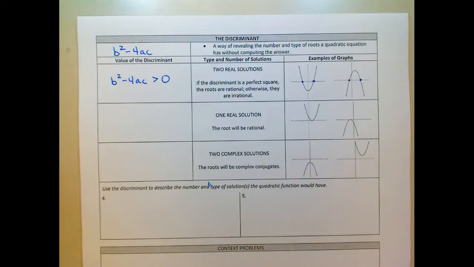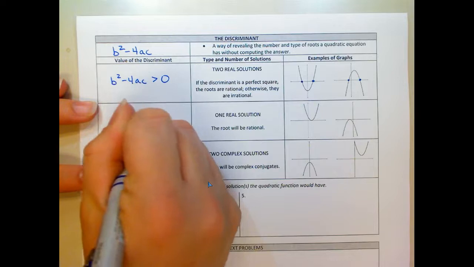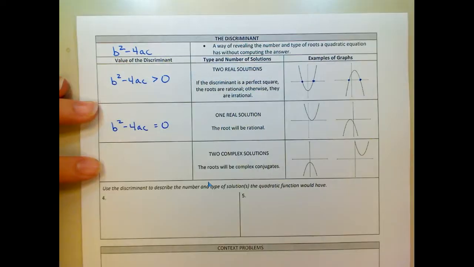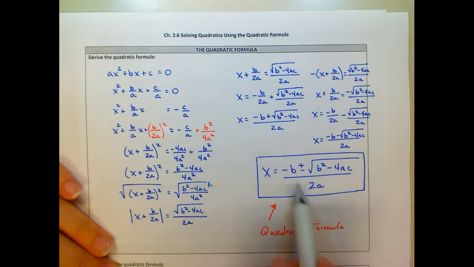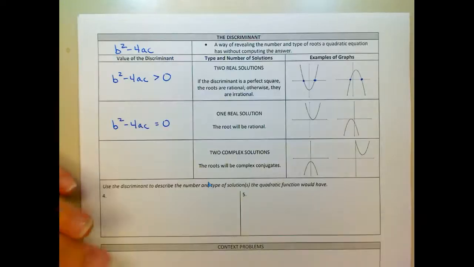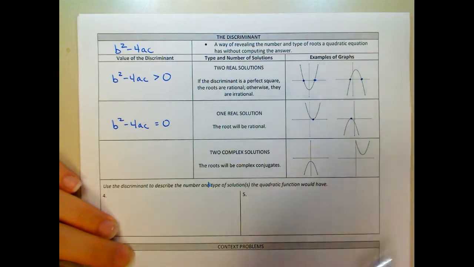Okay? Now, if you have 1 real solution, that means your discriminant has to equal 0. That means you are actually given the vertex. Think back to the quadratic formula. If this piece equals 0, notice you just have negative b over 2a. All you have is the vertex part of the formula. So that means you actually have the vertex, and that's only going to create 1 real solution, or 1 real zero.